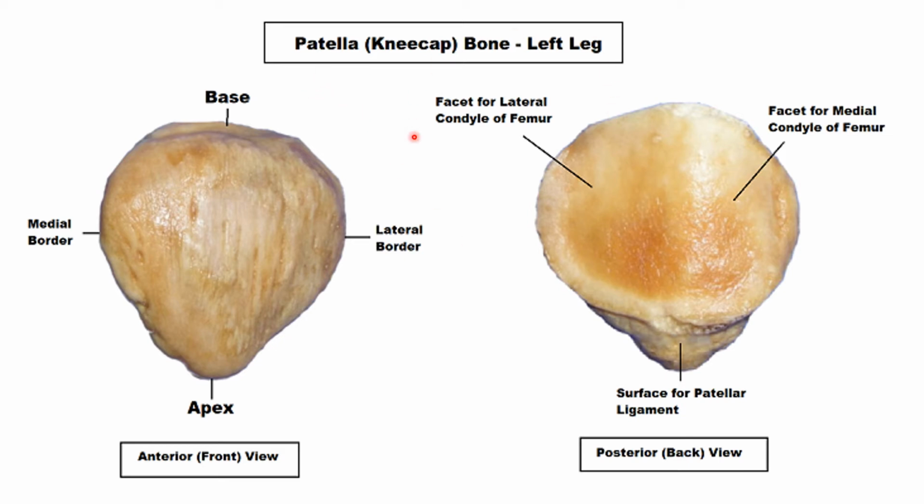Good morning all. Today we are going to discuss the patella, also known as the kneecap. It is the largest sesamoid bone. It is seen in the tendon of quadriceps femoris muscle as it passes in front of the knee joint.